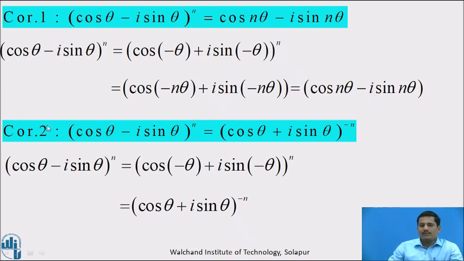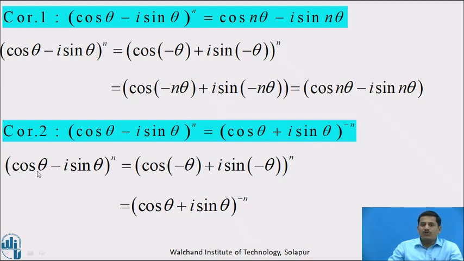One more corollary: (cos theta minus i sin theta) raised to n is equal to (cos theta plus i sin theta) raised to minus n. Sometimes it is required to write such a quantity in terms of cos theta plus i sin theta. In such a case, we use this corollary number 2. So let us see how it is true.